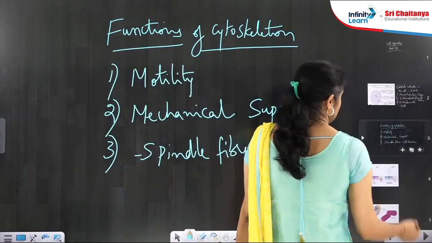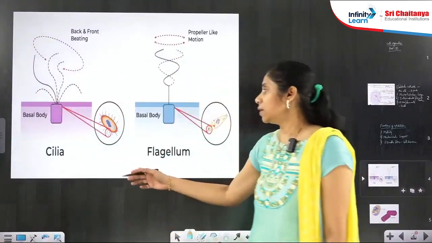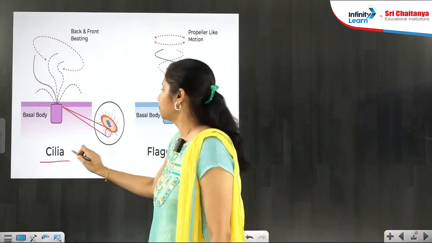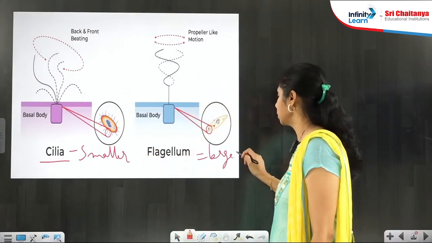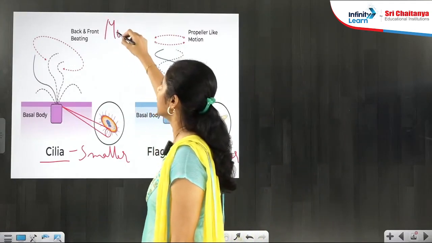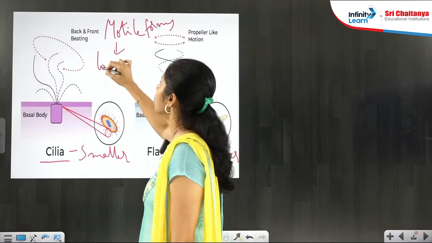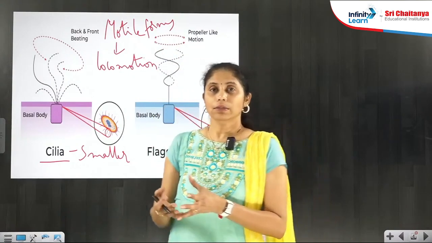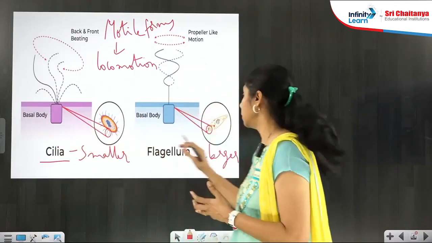Now let us go to the next topic, that is cilia and flagella. You can see here cilia and flagella. Cilia are smaller than the flagellum because flagellum is larger. Both are locomotory structures, they help in motility. So they are motile forms because they provide locomotion. An organism or a particular single cell will do the locomotion either by the cilia or by the flagella.